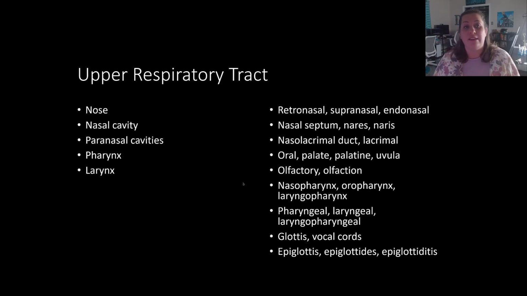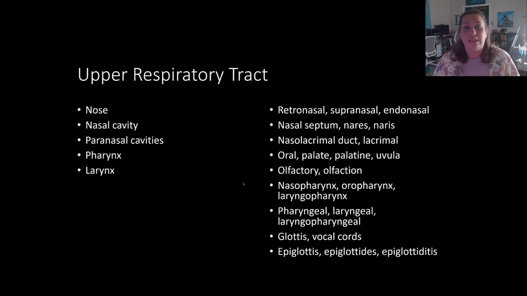And so if we break this down, naso tells you nose, but lacrimal is going to be pertaining to tears. And so you have tears that form in your eyes, and in the corner of your eyes, you have a little pinhole called the puncta that allows these tears to drain down into your nose through a duct called the nasolacrimal duct. We also see then we can move on into the mouth area, and that's known as the oral.